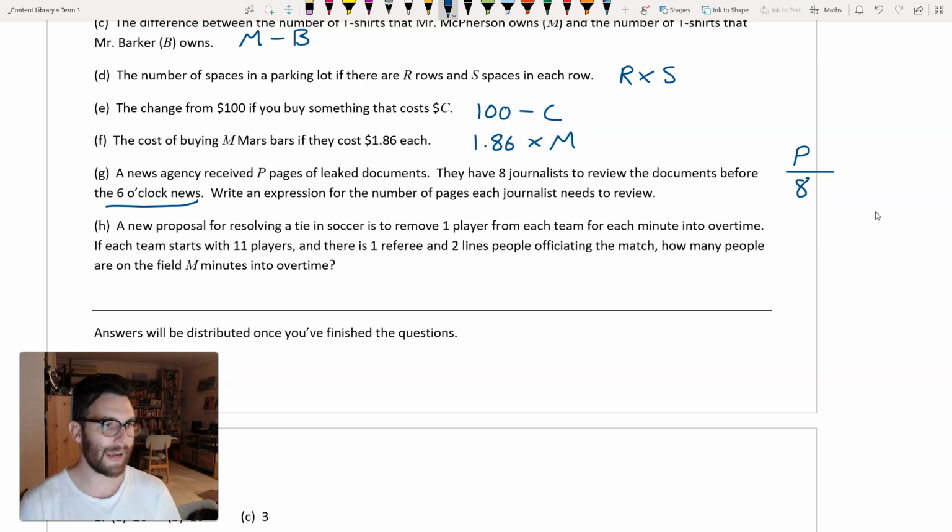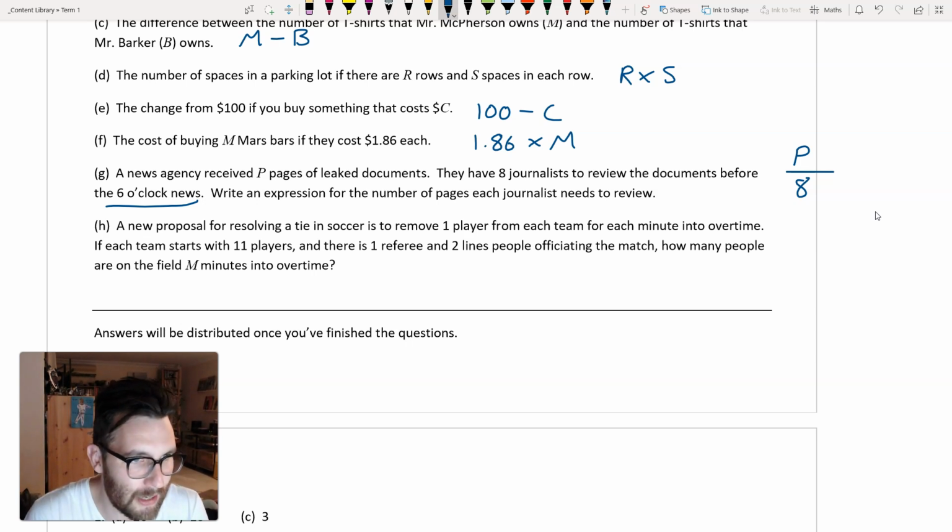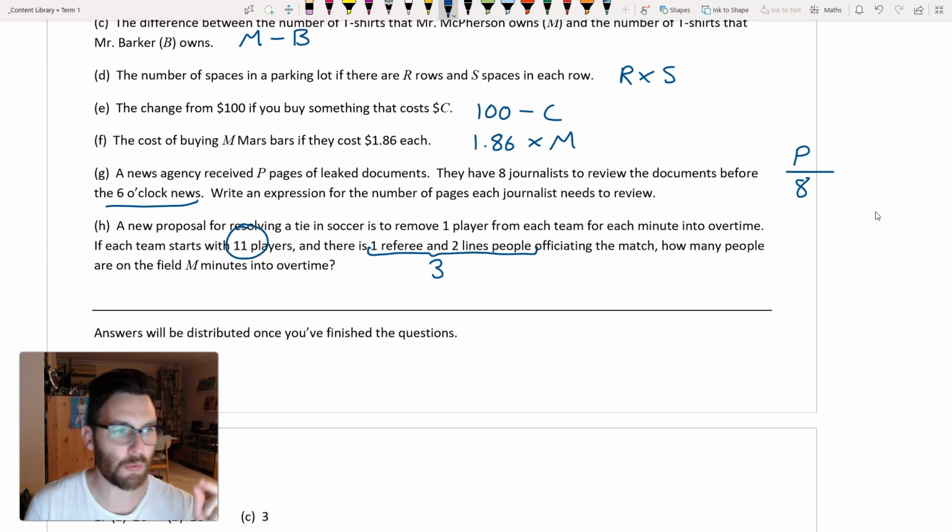And then part H, a new proposal for resolving a tie in soccer is to remove 1 player from each team for each minute into overtime. Cool idea. If each team starts with 11 players and there is 1 referee and 2 lines people officiating the match, how many people are on the field M minutes into overtime? Okay, there's always going to be the referee and the 2 lines people, who are involved till the end of the game. So we've got 3 people there. Okay, but we have 11 players, and that's going to reduce by 1 for every minute of overtime that's played.